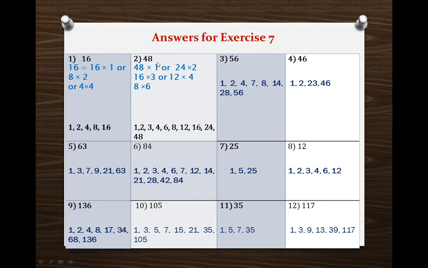Okay, how about the factors of 48? Same way. If you divide 48 by 1 it is 48, so 48 times 1 is one factor. You divide 48 by 2 is 24, so 24 times 2 is another factor, and so on, until you end up with 1, 2, 3, 4, 6, 8, 12, 16, 24, 48. And this was also the 1, 2, 4, 8, and 16.